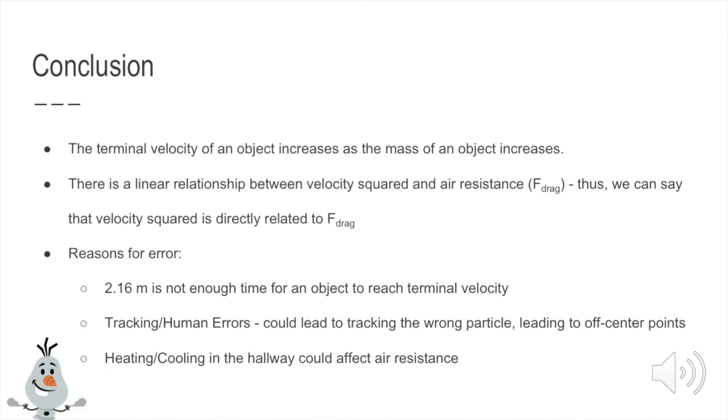A few reasons for error in our lab are that 2.16 meters is not enough distance for an object to reach terminal velocity depending on its mass. We also had some tracking or human errors, which could lead to tracking the wrong particle and off-center points. Lastly, the heating and the cooling in the building might have affected the amount of time it took for our objects to reach terminal velocity.